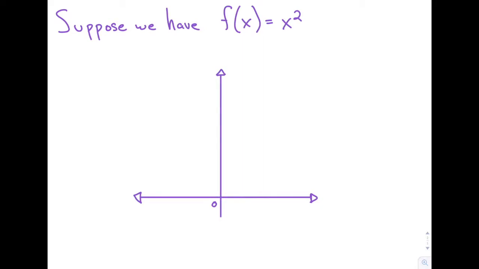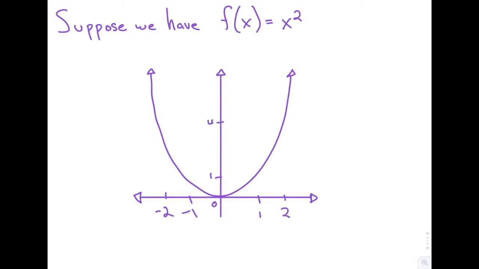So we know that this looks something like that. At -1 and 1, the graph takes on the value of 1. At -2 and 2, the graph takes on the value of 4, so on and so forth.